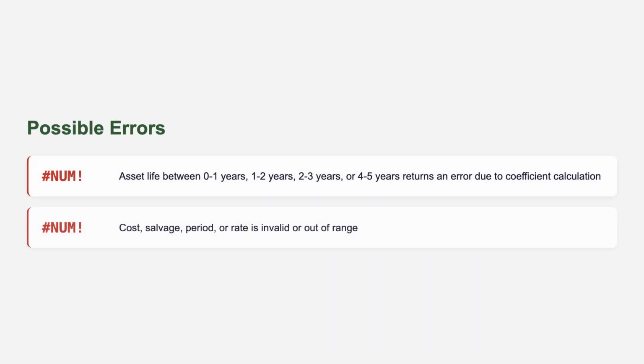Watch out for common errors. A NUM error occurs when the asset life falls between 0 and 1 years, 1 and 2 years, 2 and 3 years, or 4 and 5 years, because the coefficient calculation cannot be applied in those ranges.